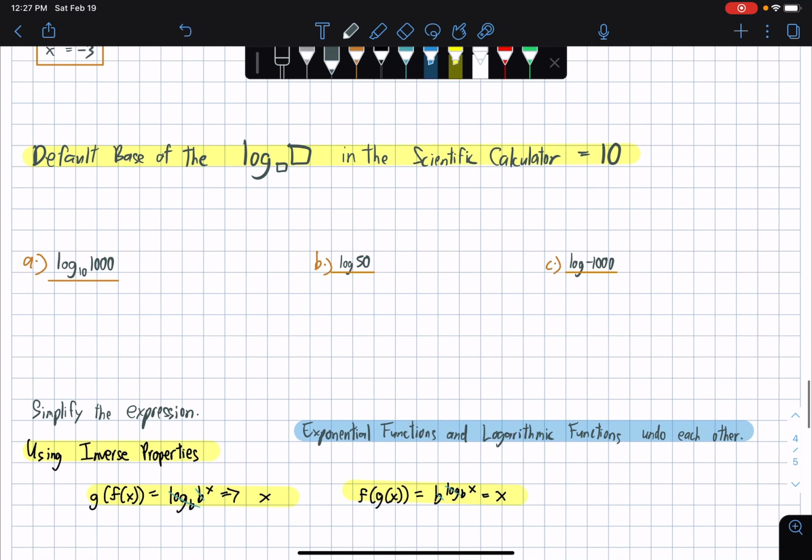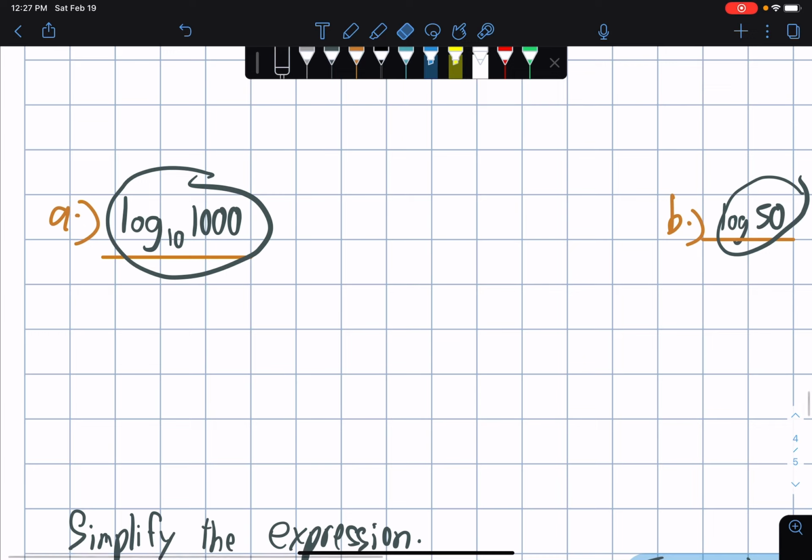Now, I need your scientific calculator. You're going to need it right now. You have to type log sub 10 of 1000, log 50, and log of negative 1000. Place that right now. You may pause the video while doing so, but I'll proceed. For letter A, our answer is 3.